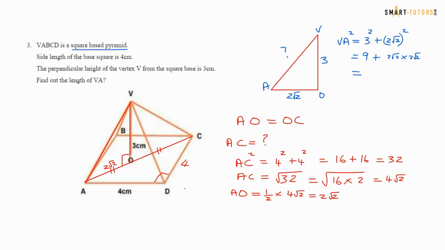So 9 plus 2 times 2 is 4, root 2 times root 2 is 2, so 8. So 9 plus 8 is 17, which is VA squared. So VA equals square root of 17. That is the answer for question number 3.